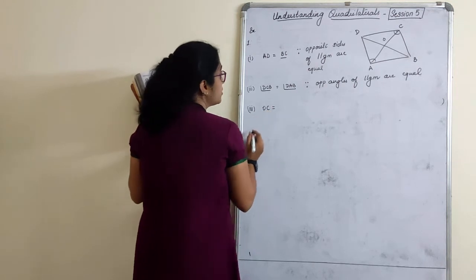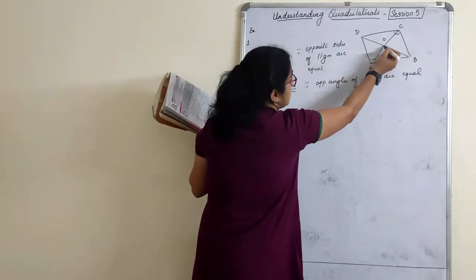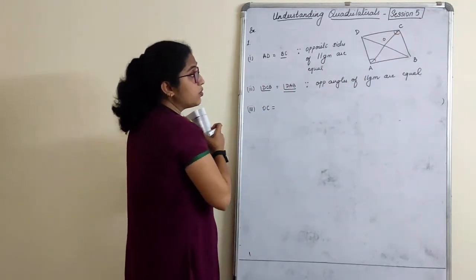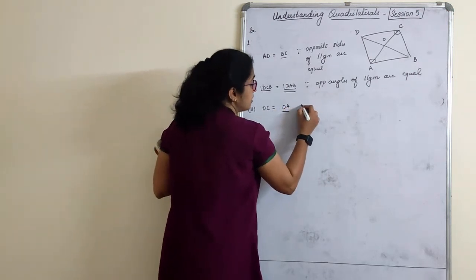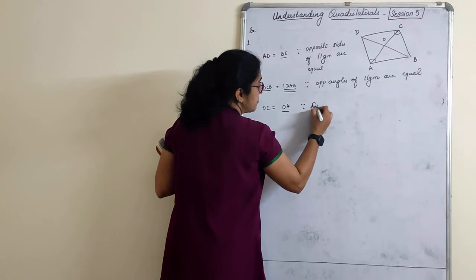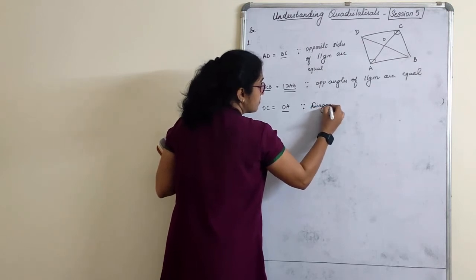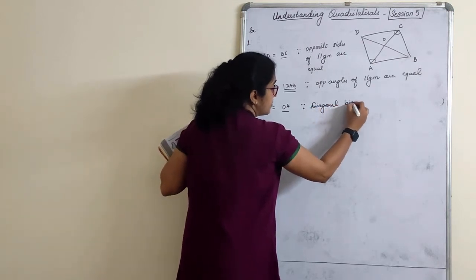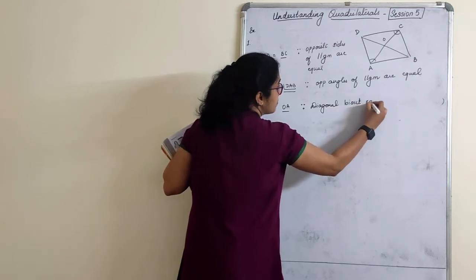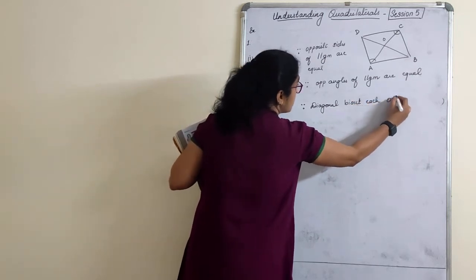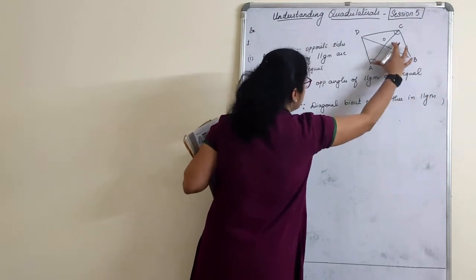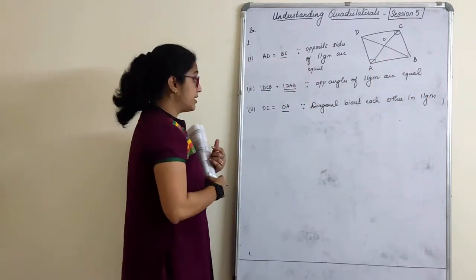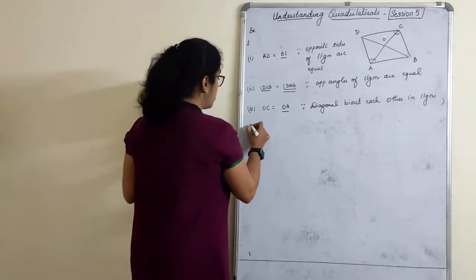The next one, OC is equal to, what is OC? OC is part of the diagonal AC there. OC is equal to which side? It is equal to OA. Reason? Diagonals bisect each other in a parallelogram. They are not equal, but they bisect each other. That is what you should know.